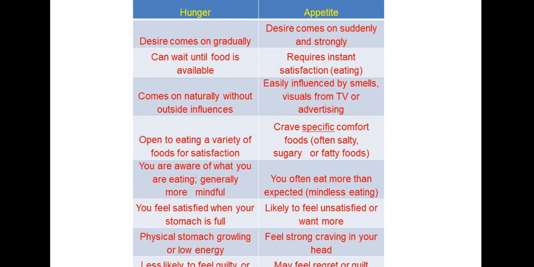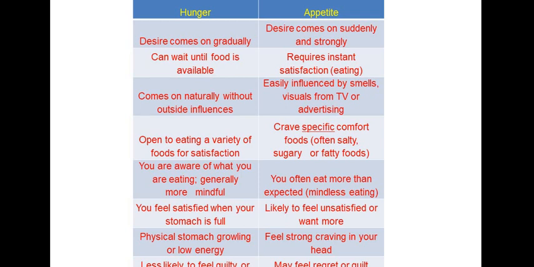In hunger, you feel satisfied when your stomach is full, but not in appetite, because you feel unsatisfied or you want more. If you eat one jamun, you like to eat another jamun, three jamun, four jamun, because that is your favorite food. But not in hunger. Once your stomach is full, you stop eating. That is what is called satiety.